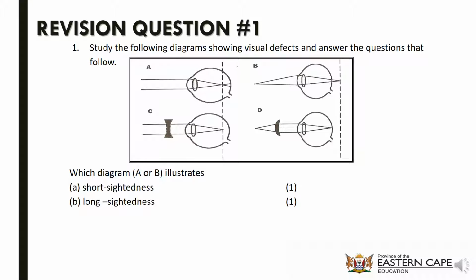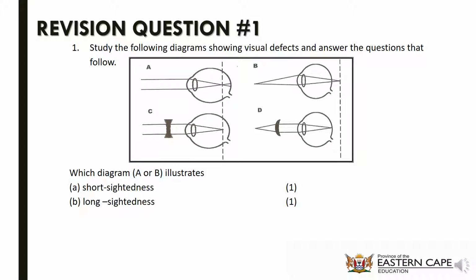And B, the light rays come in and then they go, but where are we finding the point of focus? Behind the retina. And which condition is this? You know it, of course you do. And then in C, what has happened? The same. There's a lens that is there.